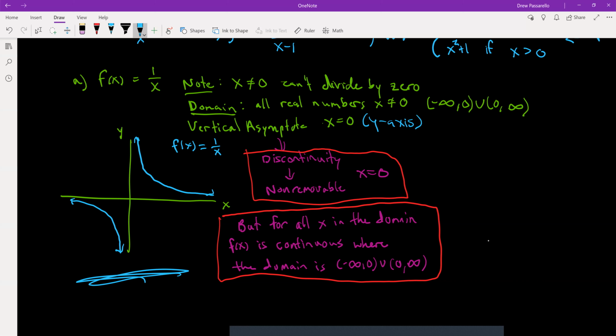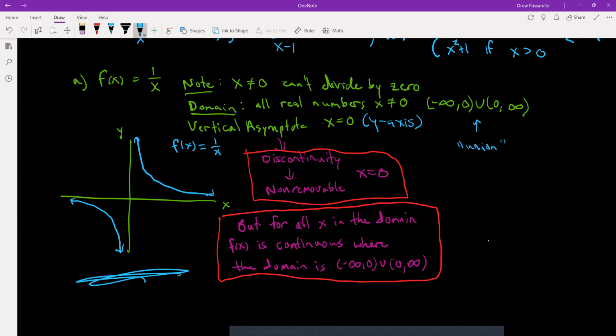Another way of writing the domain in interval notation is negative infinity to 0, union 0 to positive infinity. That U symbol means union. I'm conjoining the two intervals, negative infinity to 0 and 0 to positive infinity. Once I take the combination of those two, I have the entire domain.